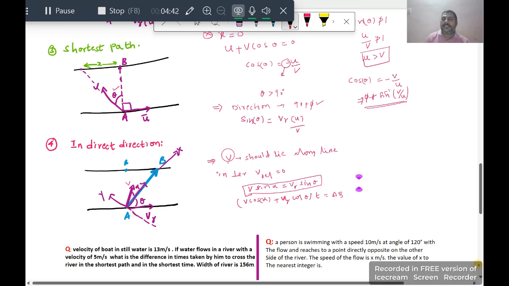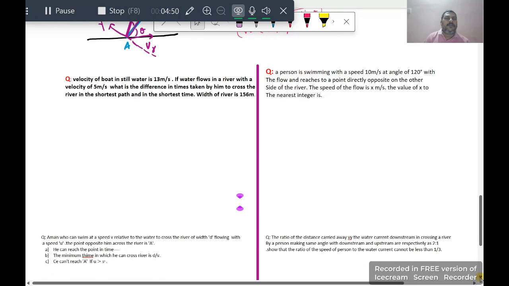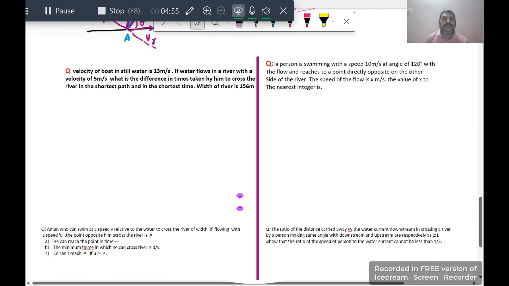Now we will see some questions. First question: the velocity of the boat in still water is 13 meters per second. The question asks for the difference between the time taken to cross the river by the shortest path and by the shortest time. Shortest path means we start like this: the hypotenuse is 13 and the opposite side is 5, so the other side will be 12. Therefore, the time taken by the shortest path is d by 12, that is 156 by 12, which equals 13 seconds.